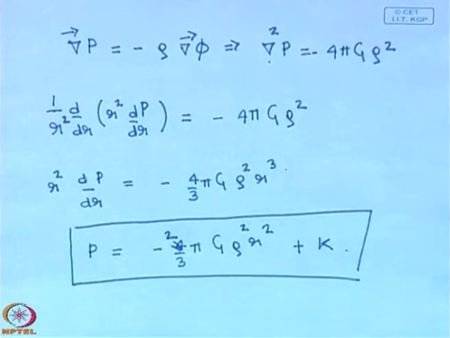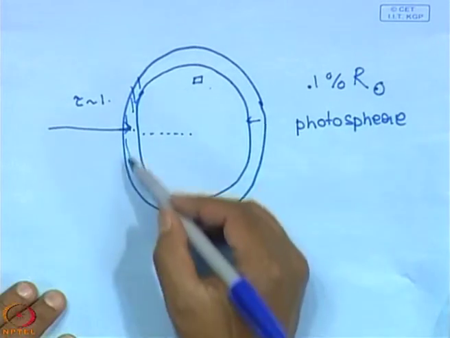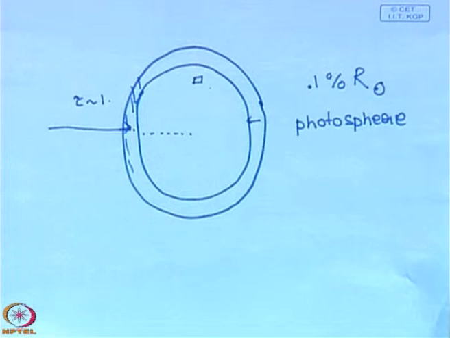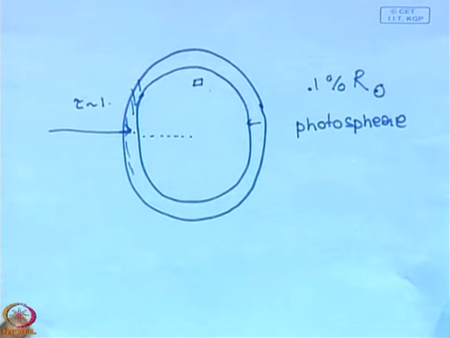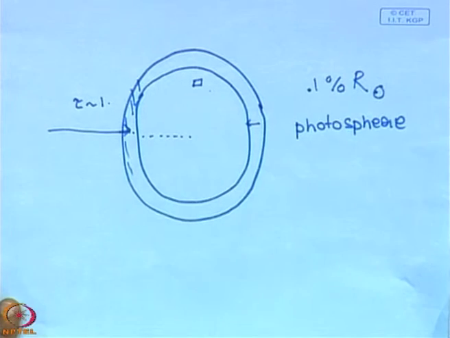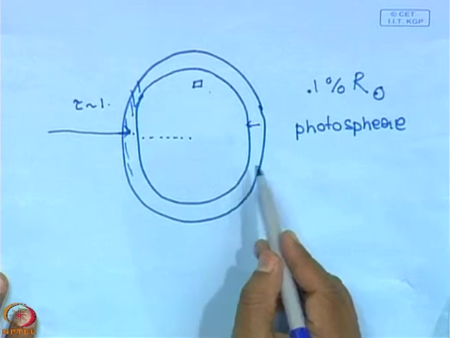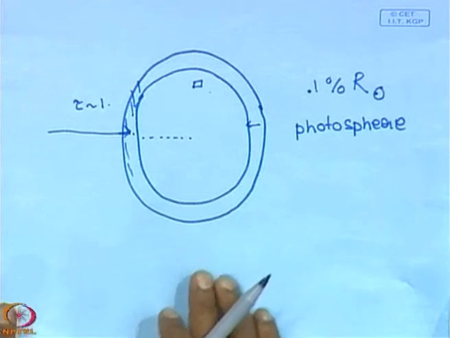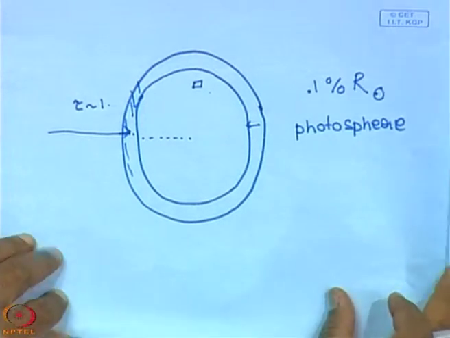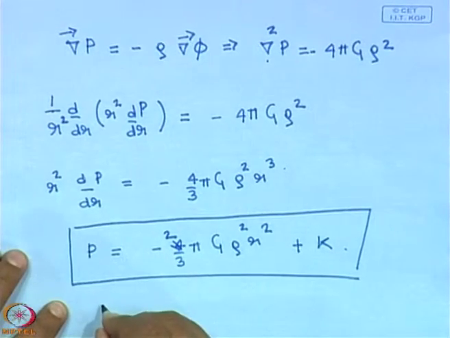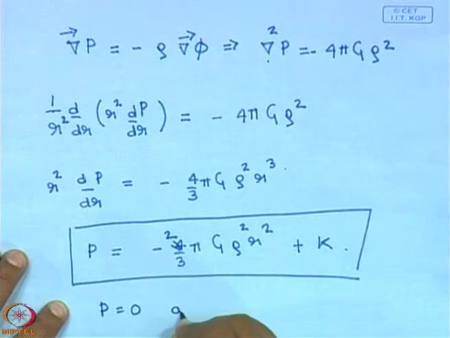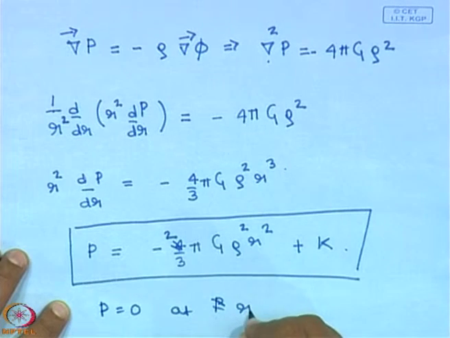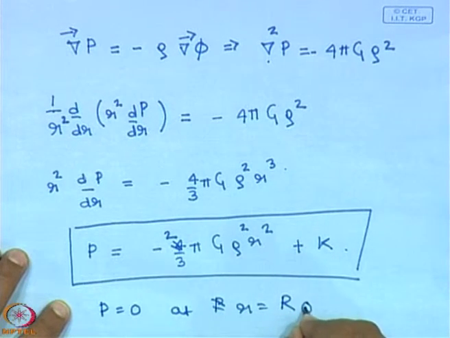Okay. Now, let me ask the question, what is the pressure at the surface of the sun? We have to put some boundary condition. So, we can measure things at the surface, and let us ask the question, what is the pressure at the surface of the sun? Now, obviously, the pressure outside is 0. So, the pressure at the surface of the sun has to be 0, that sets the boundary condition. So, at r equal to r naught, the radius of the sun, P equal to 0. And we use this to determine the constant k.